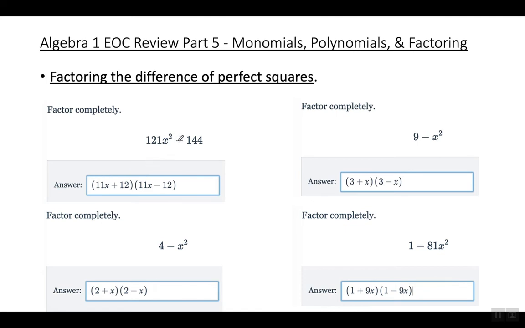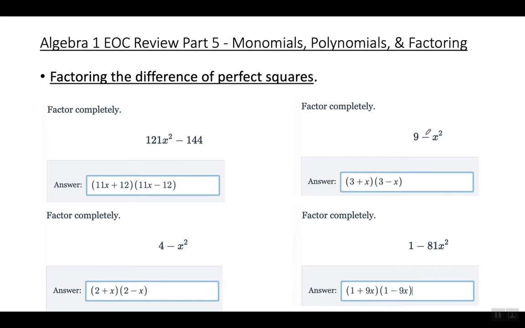Whenever you have the difference of perfect squares, you just put 2 parentheses. In one of them, you make it plus, and in the other, you make it minus. Then you write the square root of this one here, and the square root of that one here. All right, let's look at another one.